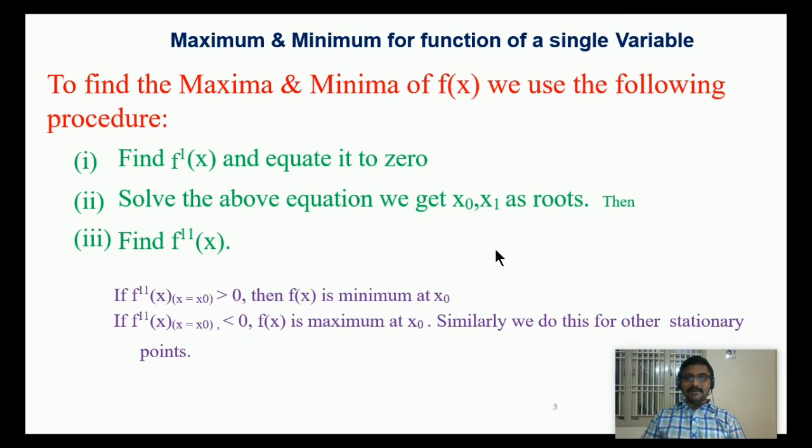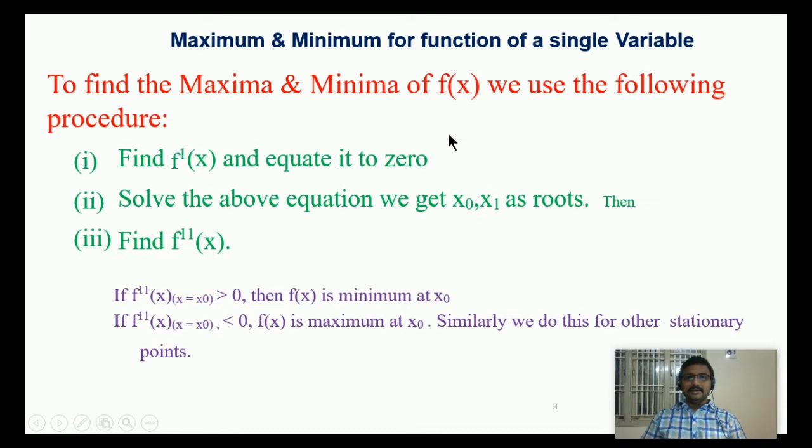If f double dash of x at the point x naught is greater than 0, then f of x has a minimum value at x naught. If f double dash of x at the point x naught is less than 0, then the function f of x has a maximum value at the point x naught. Similarly, we do this procedure for other stationary points.